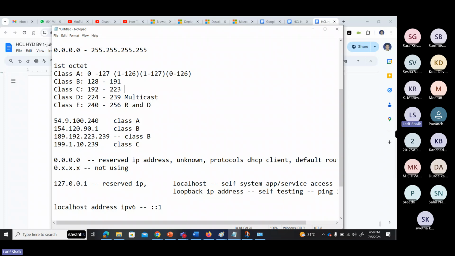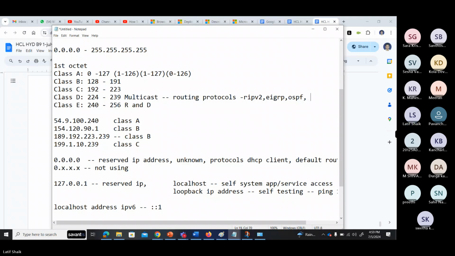And class D is the multicast address. Multicast addresses are used instead of broadcasting, within a specific network or for a specific type of protocol sharing. We don't use multicast for one-to-one communication. Multicast is used between certain devices, which share information automatically using a multicast address. For example, it is used in routing protocols like RIP version 2, EIGRP, OSPF.